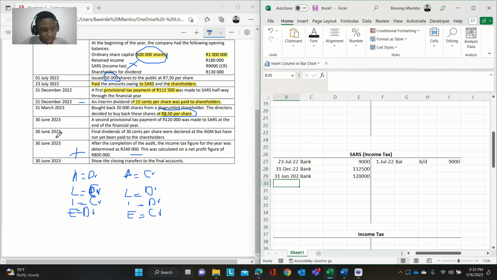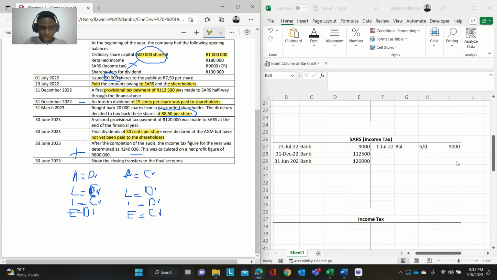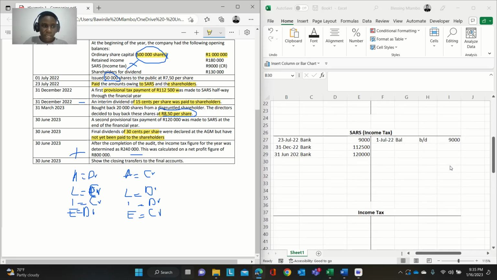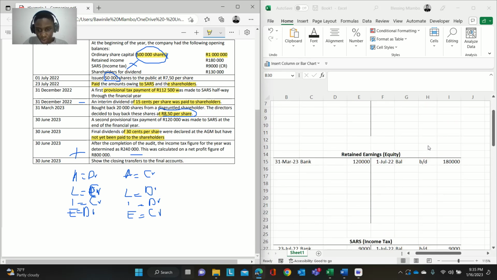And then on the 30th of June 2023 again, they say a final dividend of 30 cents per share was declared at the annual general meeting, but not yet been paid to the shareholders. So the company declared this dividend but did not pay the amount to shareholders on the same day. What's that? It's a liability, meaning that we owe shareholders money. How much do we owe shareholders?